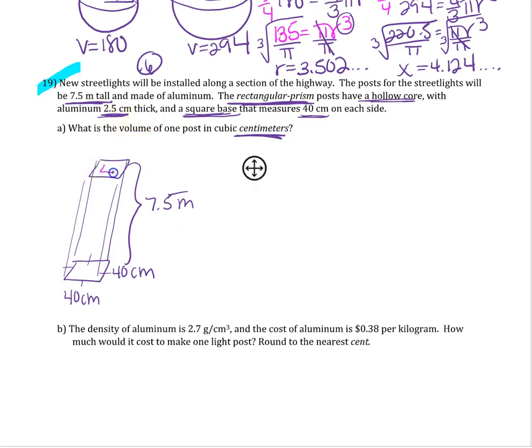So you got to imagine there's another prism in here where this distance right here is 2.5 centimeters thick, which also means that's 2.5, and that's 2.5, and that's 2.5. So keep that in mind. So you got like another prism inside of it that's making it hollow. Okay, so it wants the volume of this in terms of cubic centimeters.